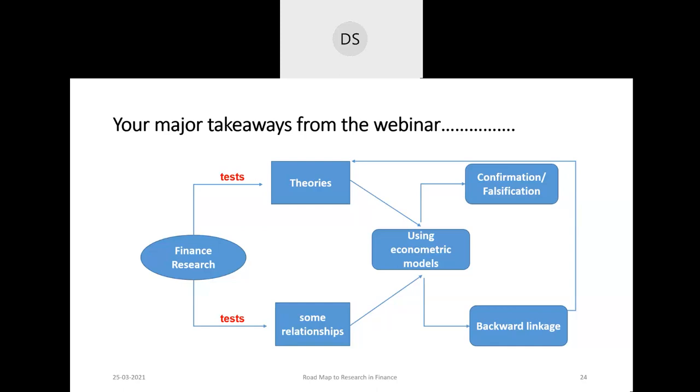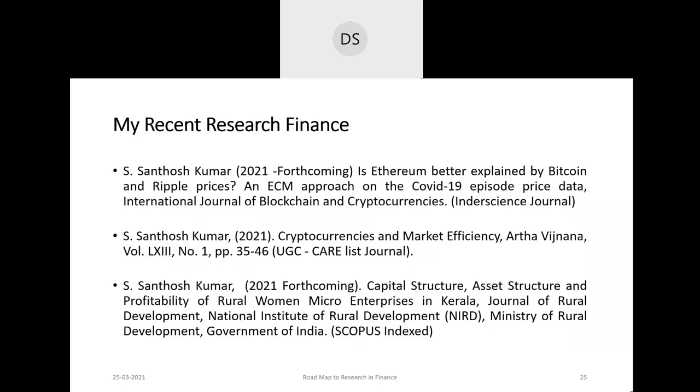Finance research is for testing theories or testing some relationship using econometric models, confirming or falsifying the existing theory, or providing a backward linkage to the theory. So this is all about my words for this roadmap to finance research.